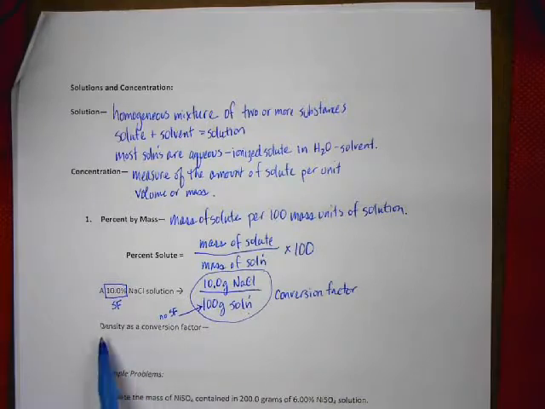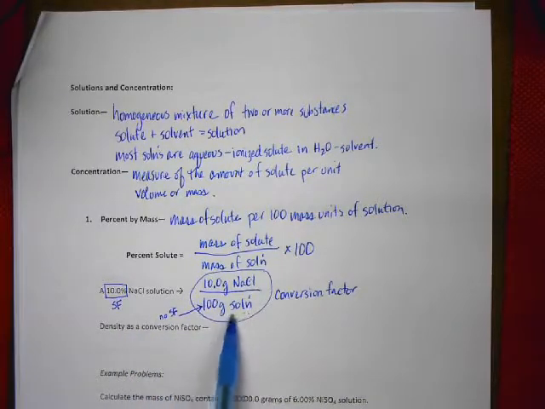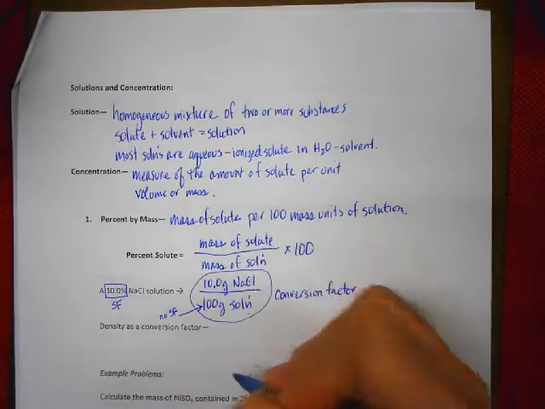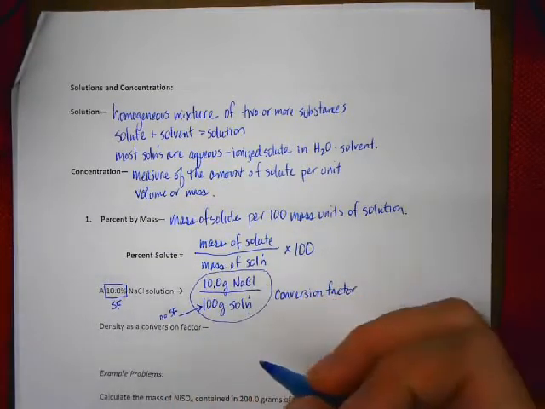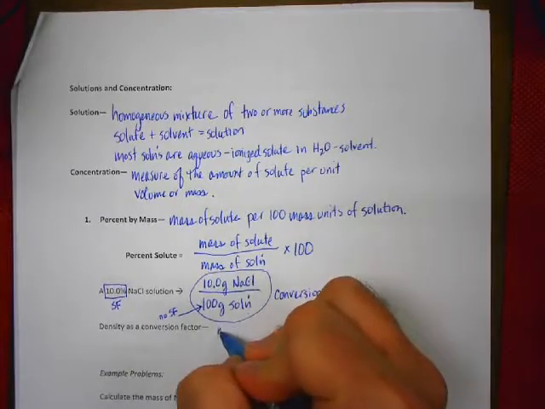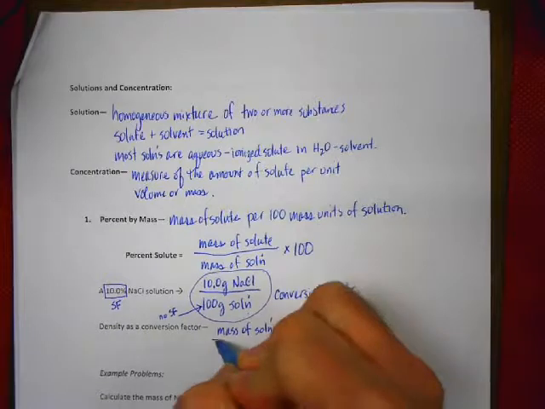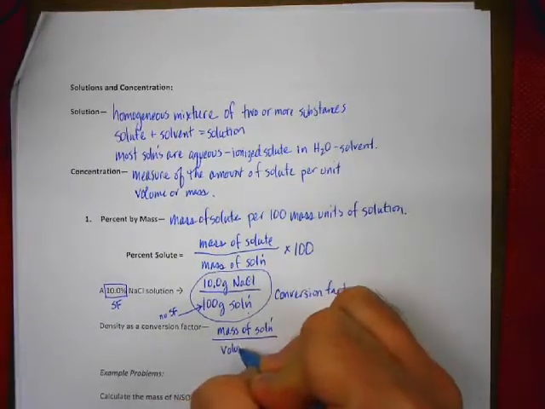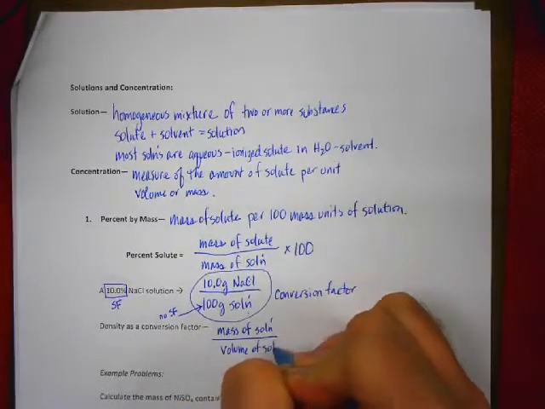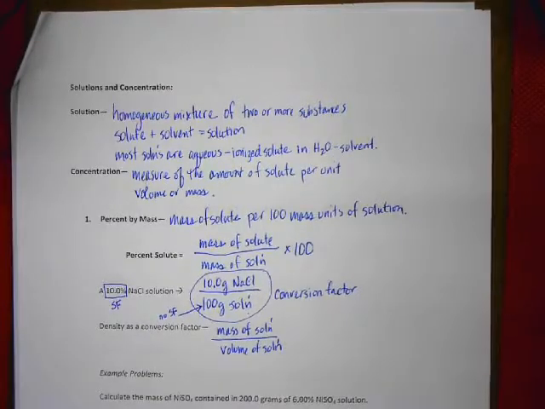We can also use density as a conversion factor in these problems because it relates to grams of solution. If you remember, density is mass over volume. Since we're dealing with the solution, we can have mass of solution over volume of solution. And there's our other conversion factor that we can use for the example problems. So in video 2, we're going to look at example problems, 4 of them, that will help you with the worksheets that you are to complete.